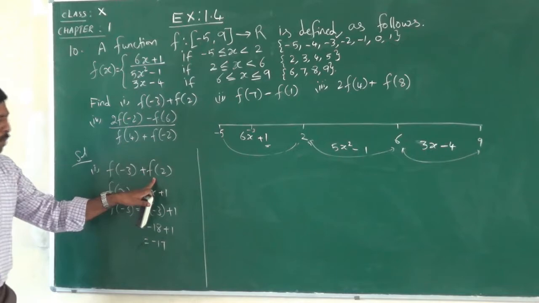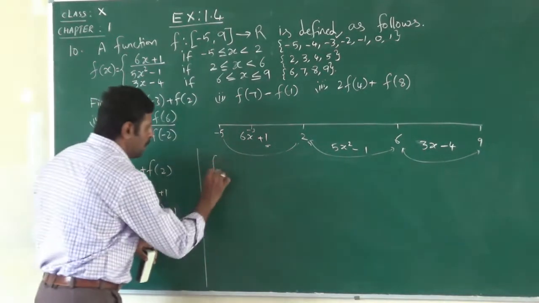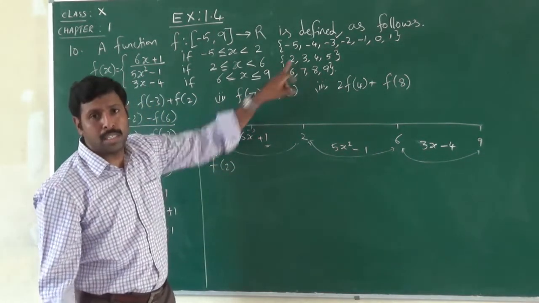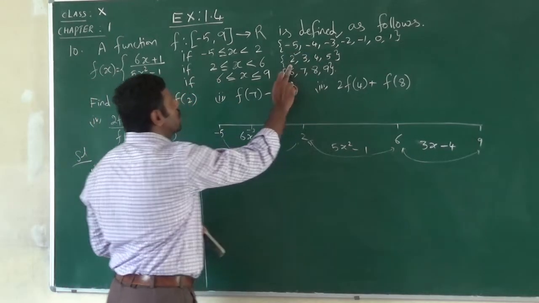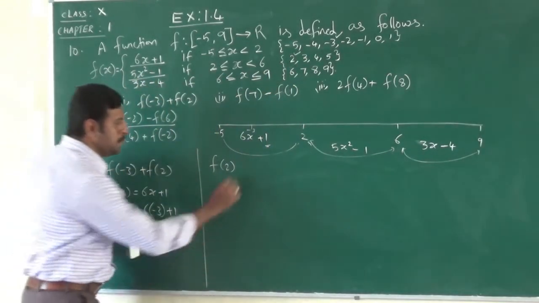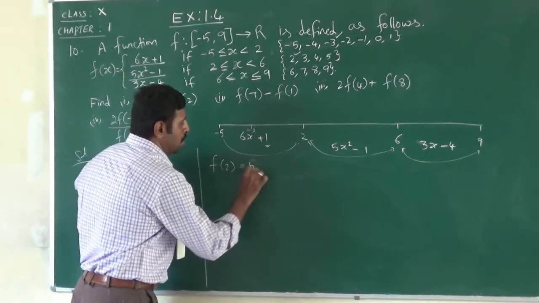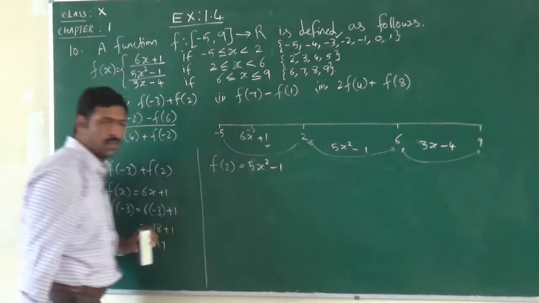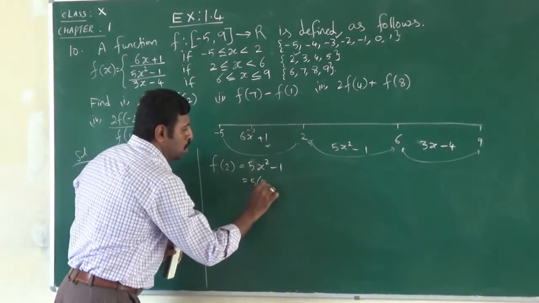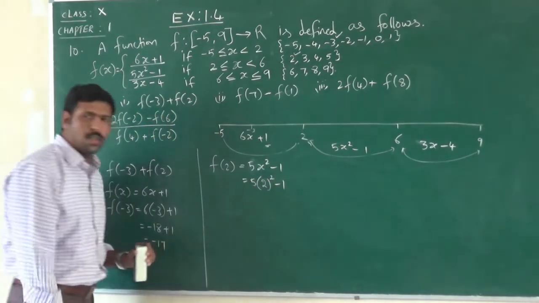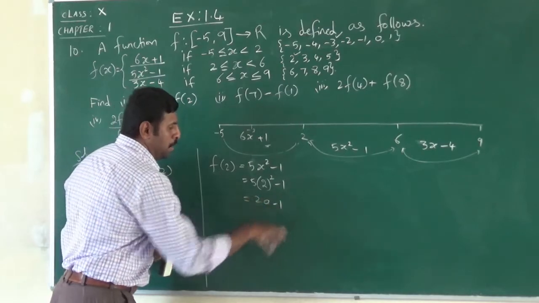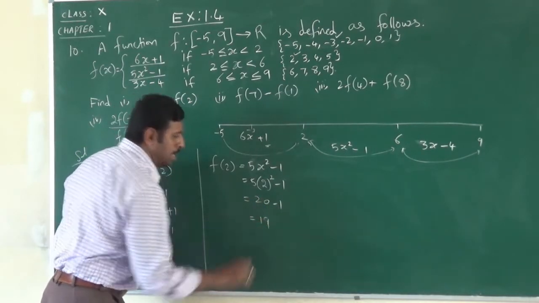Now we want to find out what is f of 2. To find f of 2, where is the f of 2? 2 is here. So we want to use the function as 5x square minus 1. The function is 5x square minus 1. So in the place of x, I am going to apply the value 2. 5 into 2 square minus 1. 2 square is nothing but 4. 4 5s are 20, minus 1 is equal to 19.